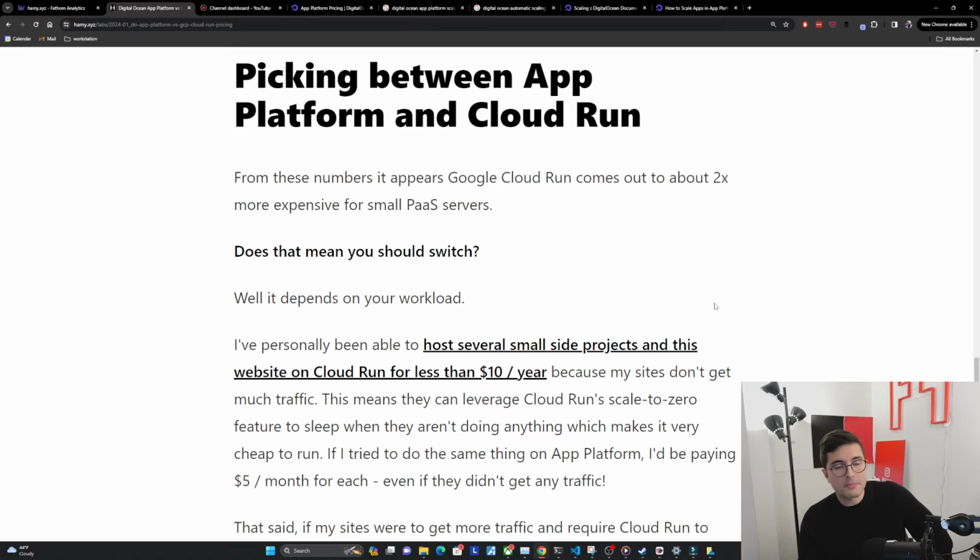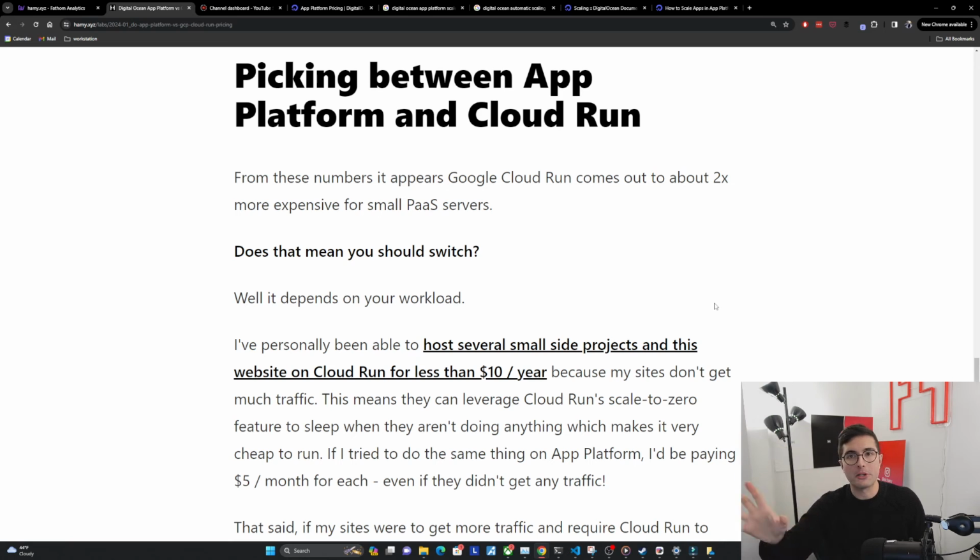All right, so the next thing you're probably wondering is, how do I pick between App Platform and Cloud Run? From these numbers, it's pretty clear that Google Cloud Run comes out to about 2 times more expensive for these small platform as a service servers. The pricing does change a bit when you get into the super large servers, like we're talking 64 gigabytes of RAM and 16 cores.